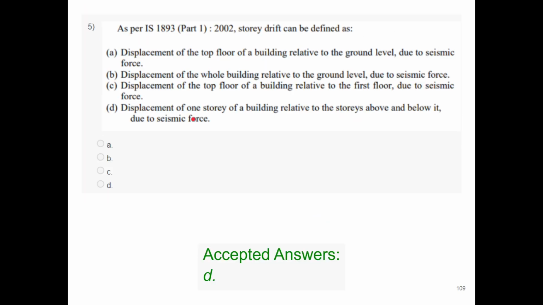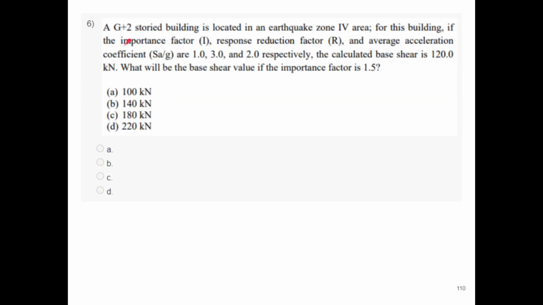Sixth question. A G plus 2 storied building is located in an earthquake zone 4 area. For this building, if the importance factor I, response reduction factor R, and average acceleration coefficient Sa by g are 1.0, 3.0, and 2.0 respectively, the calculated base shear is 120 kilonewton. What will be the base shear value if the importance factor is 1.5? A 100 kilonewton, B 140 kilonewton, C 180 kilonewton, or D 220 kilonewton. Which will be the correct option?